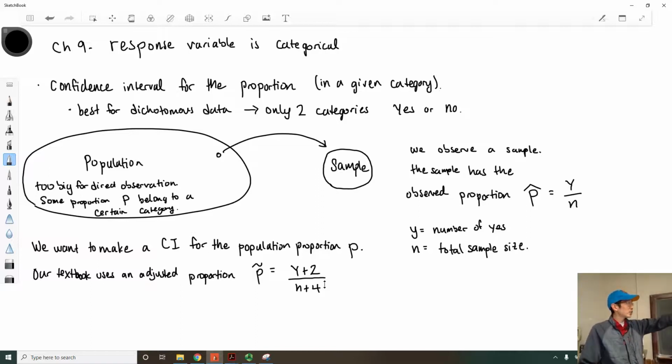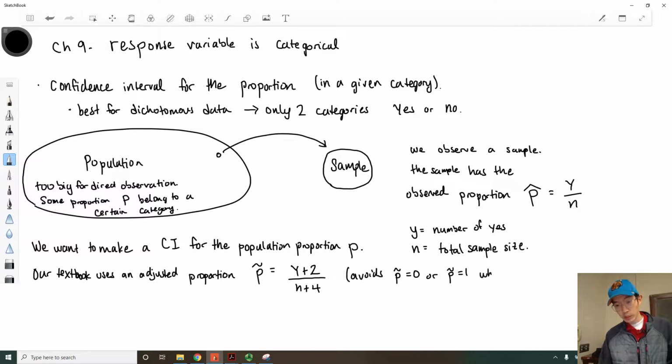So by adding 2, you make sure your numerator doesn't end up 0. But then also by adding 4 to the denominator, it avoids the situation where you get 100%, right? So you might have another question and everyone answers yes, okay? So you add 2 to the numerator, but you're adding 4 to the denominator, so you end up in a situation where you don't get 100%, okay? So this avoids p tilde equaling 0 or p tilde equaling 1, which would cause problems.